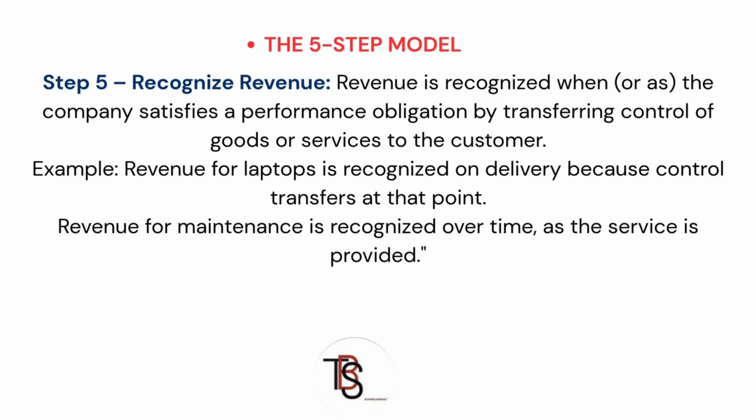Step 5. Recognize revenue. Revenue is recognized when, or as, the company satisfies a performance obligation by transferring control of goods or services to the customer. Example: revenue for laptops is recognized on delivery because control transfers at that point. Revenue for maintenance is recognized over time, as the service is provided.